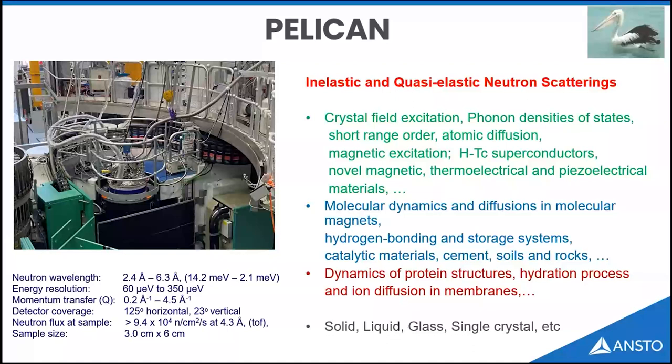The Pelican instrument uses inelastic and quasi-elastic neutron scattering to study low-energy dynamics of a variety of materials and phenomena, like in physics, crystal field excitations, phonon density of states, and for many different kinds of materials, high-Tc superconductors, and thermoelectric and piezoelectric materials, etc. And in chemistry, molecular dynamics and diffusion, for example in molecular magnets, hydrogen bonding systems, storage systems. And also through quasi-elastic neutron scattering, we can study the dynamics of protein structure in biological systems.